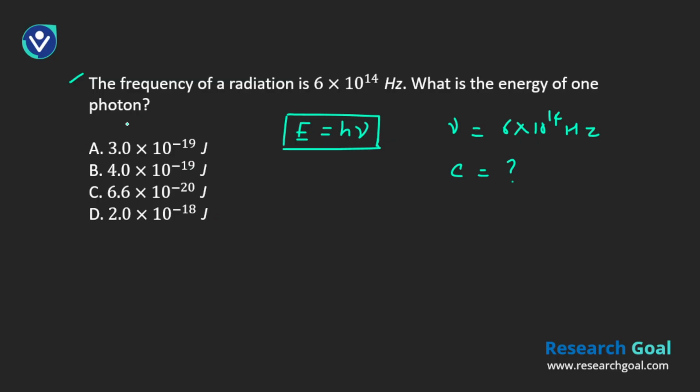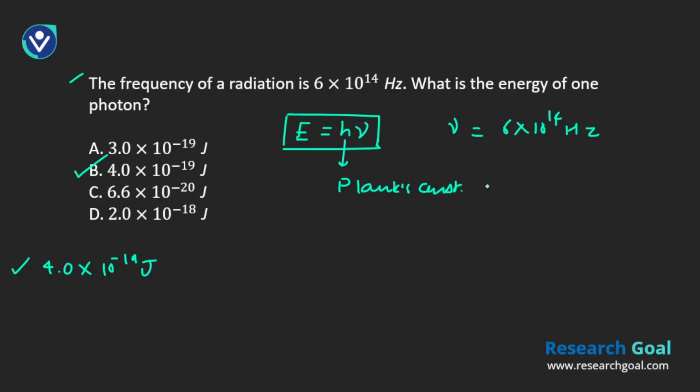Take your time, calculate it. I'll give you the answer. The correct option in this case is option B, 4.0 into 10 to the power minus 19 joules. To come to this answer, we need to know the equation, E equals h nu. I'm so sorry, this is not the equation where we apply C. This is the equation where we apply h, which is Planck's constant.